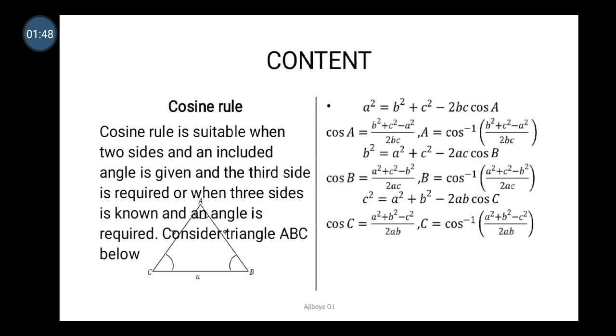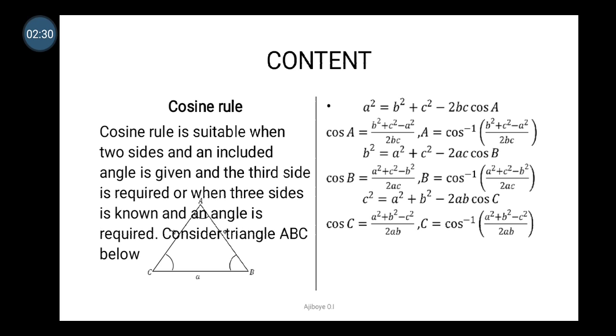So content. Cosine rule. The cosine rule is suitable when two sides and the included angle are given and the third side is required, or when three sides are known and an angle is required. I'll say that again. Whenever you are facing a problem of a triangle, and two sides are given, and there is an included angle, that is an angle between these two sides, and you are required to find the third side, in that case, the cosine rule is suitable.